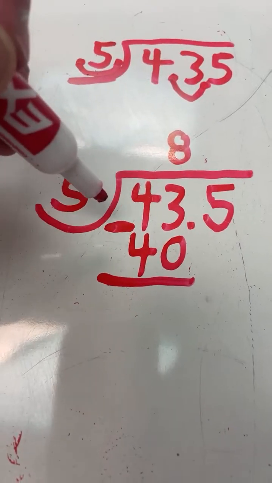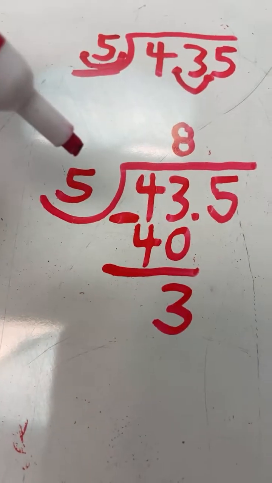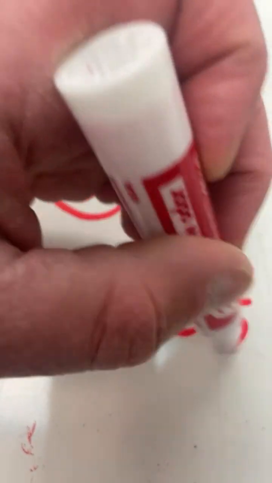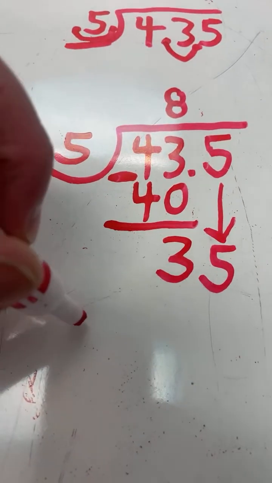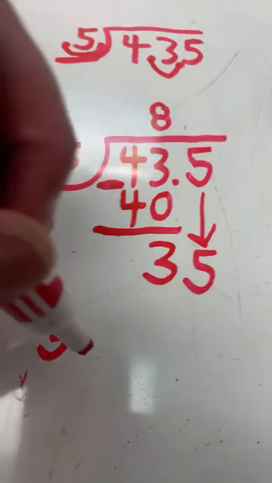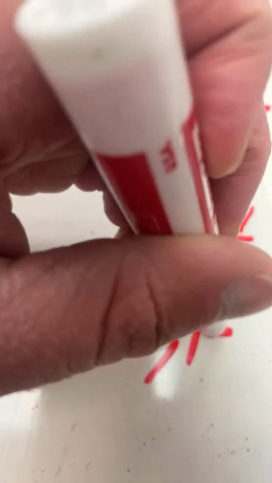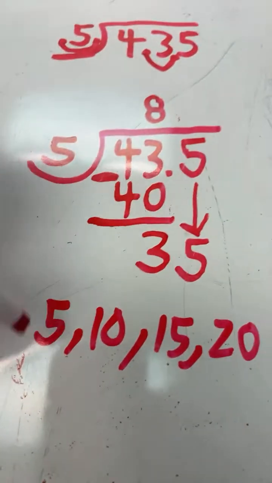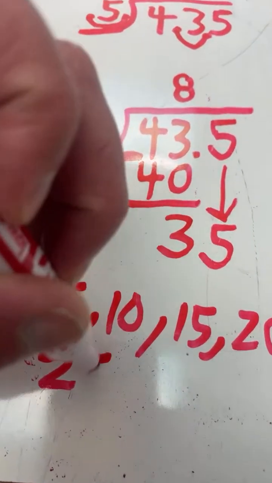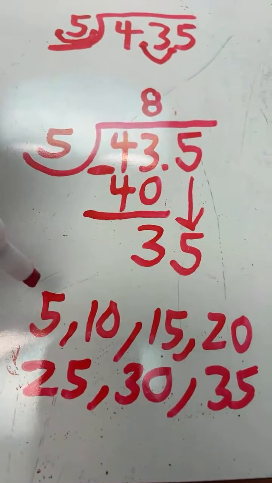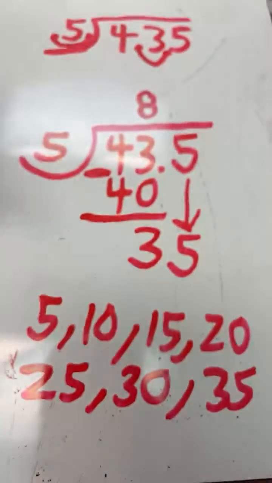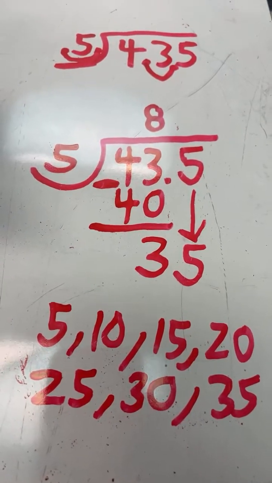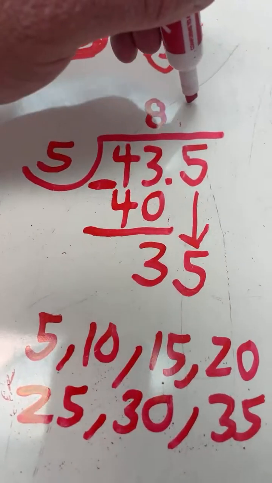So 43 minus 40 equals 3. We have a remainder of 3. Next, we bring down the 5. Next, we have 35 divided by 5. So counting by 5s here, 5, 10, 15, 20, 25, 30, 35. So I ended up having to count by 5, 1, 2, 3, 4, 5, 6, 7 times to get to 35. So 35 divided by 5 equals 7.